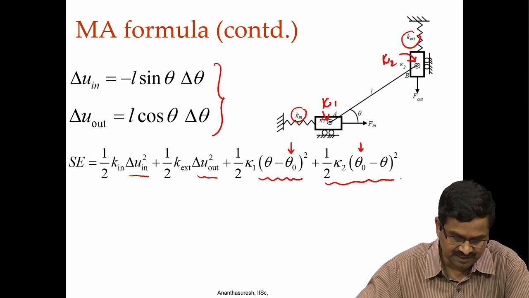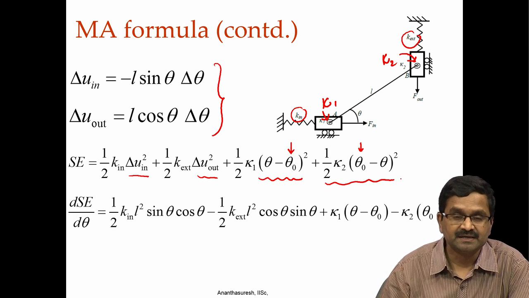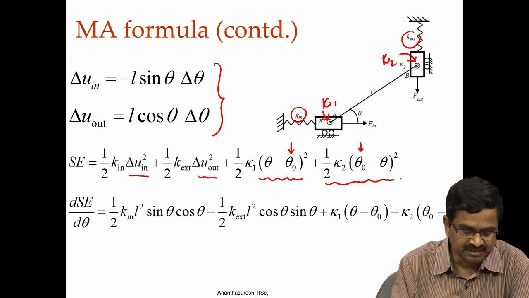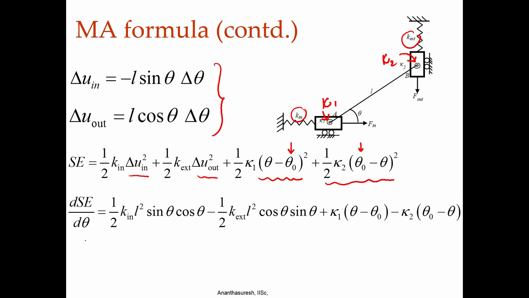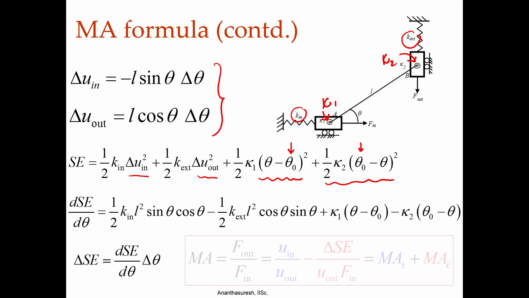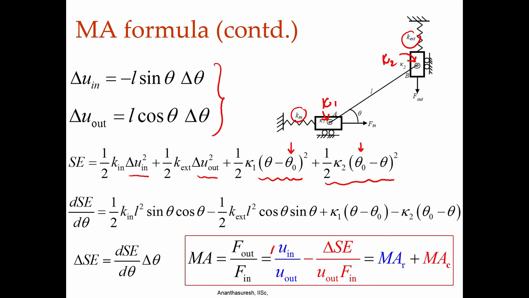So, we have SE. If I want to get delta SE, I need to know the derivative. So, dSE by d theta, you take the derivative with respect to theta, we get this, and then I can write delta SE as dSE by d theta times delta theta. Once I have this, I can go here again, the deltas are missing, cut and paste; if you miss one, place that missed one everywhere. So, delta U in by delta U out, we have those. Now, we have delta SE as well.